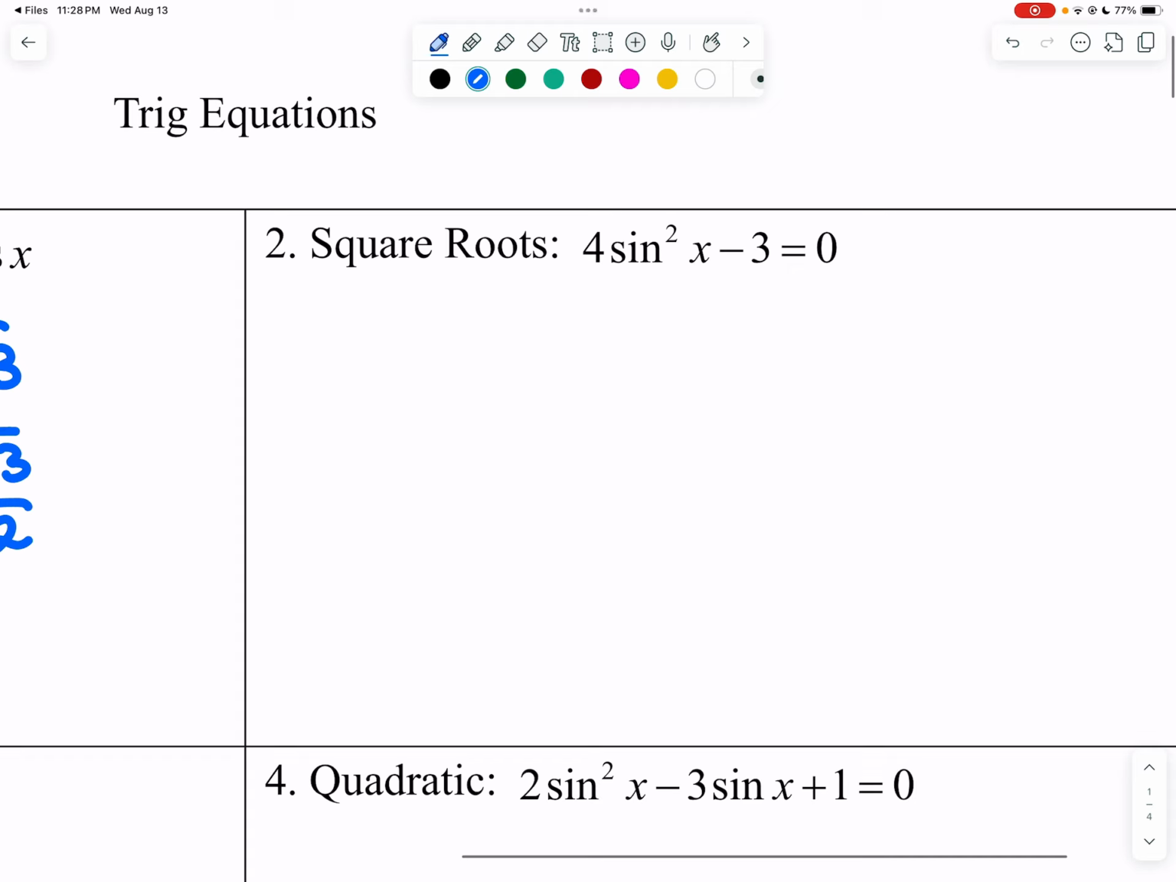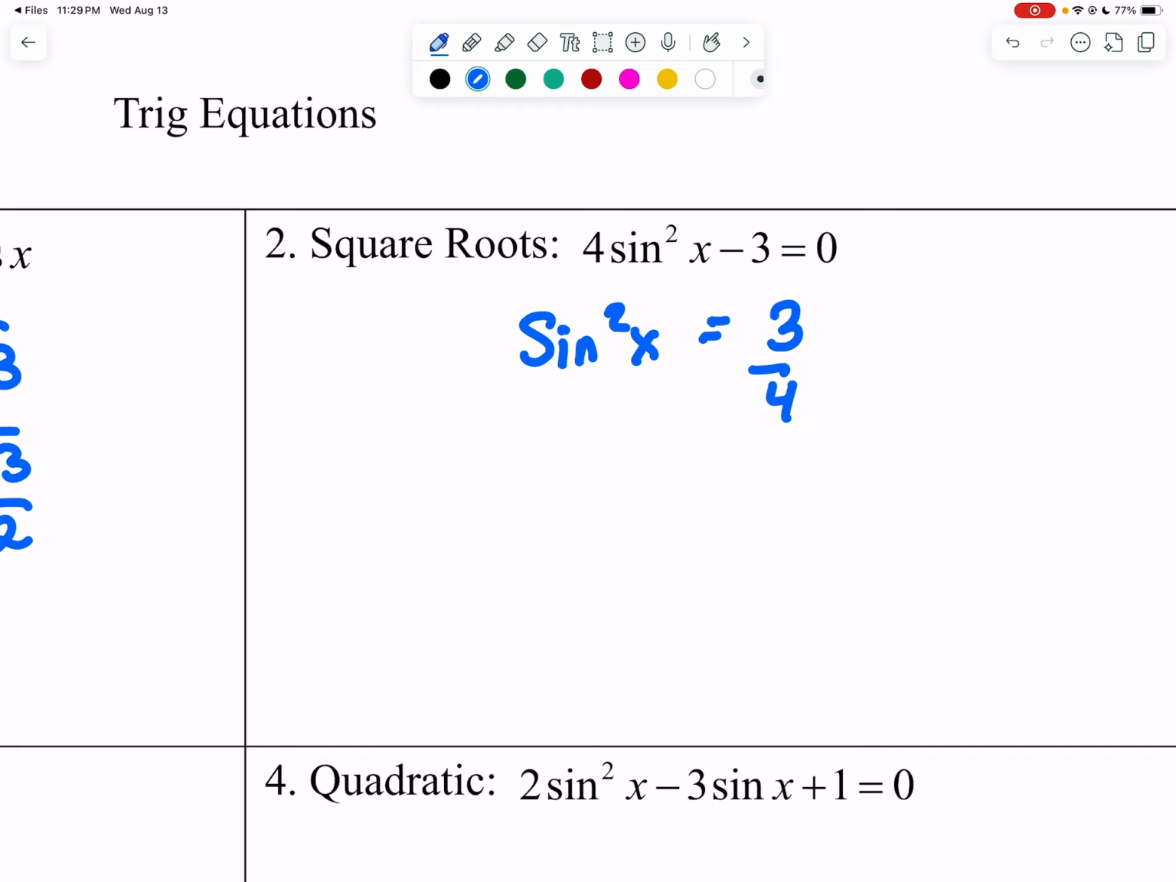Likewise, for number 2, we're starting off easy peasy lemon squeezy again. 4 sine squared of x minus 3 is equal to 0. I'm going to add 3, then divide by 4. And then I'm going to take the square root of both sides. Now remember that whenever we take the square root of both sides, we have plus or minus.